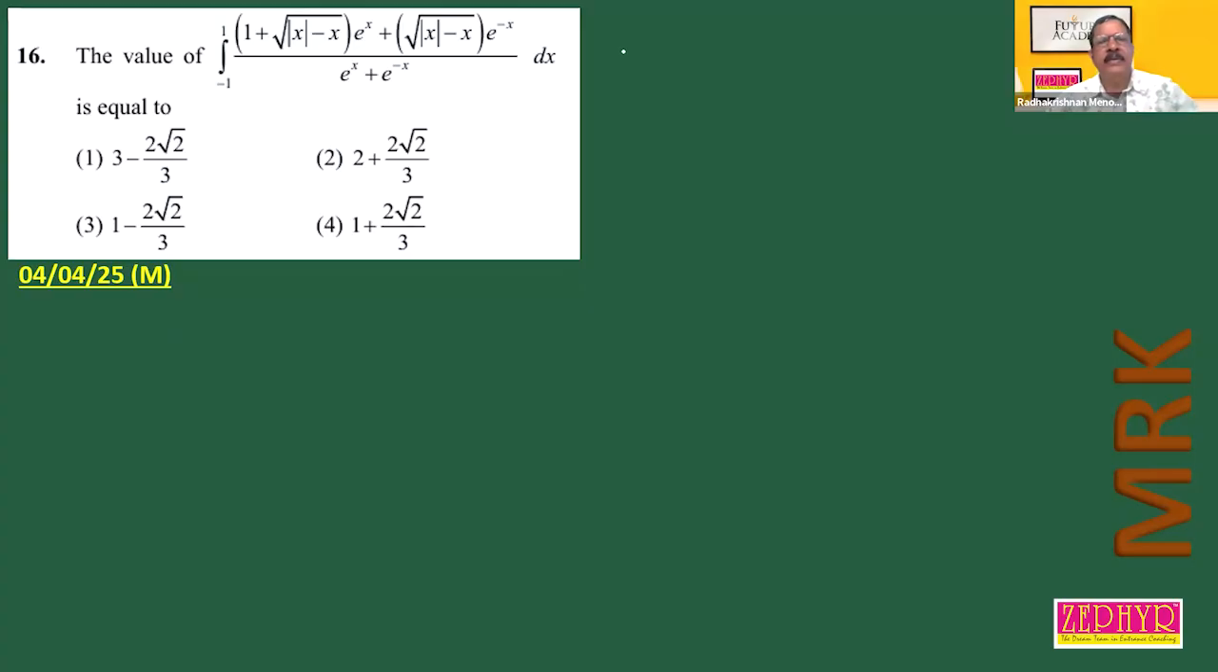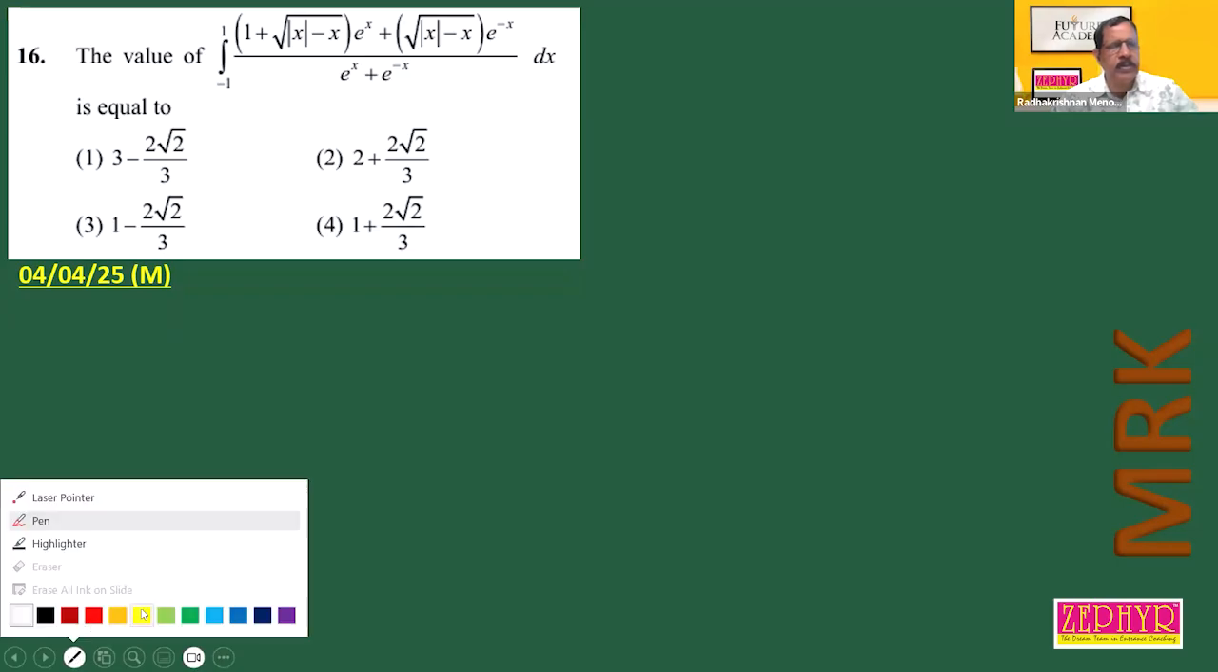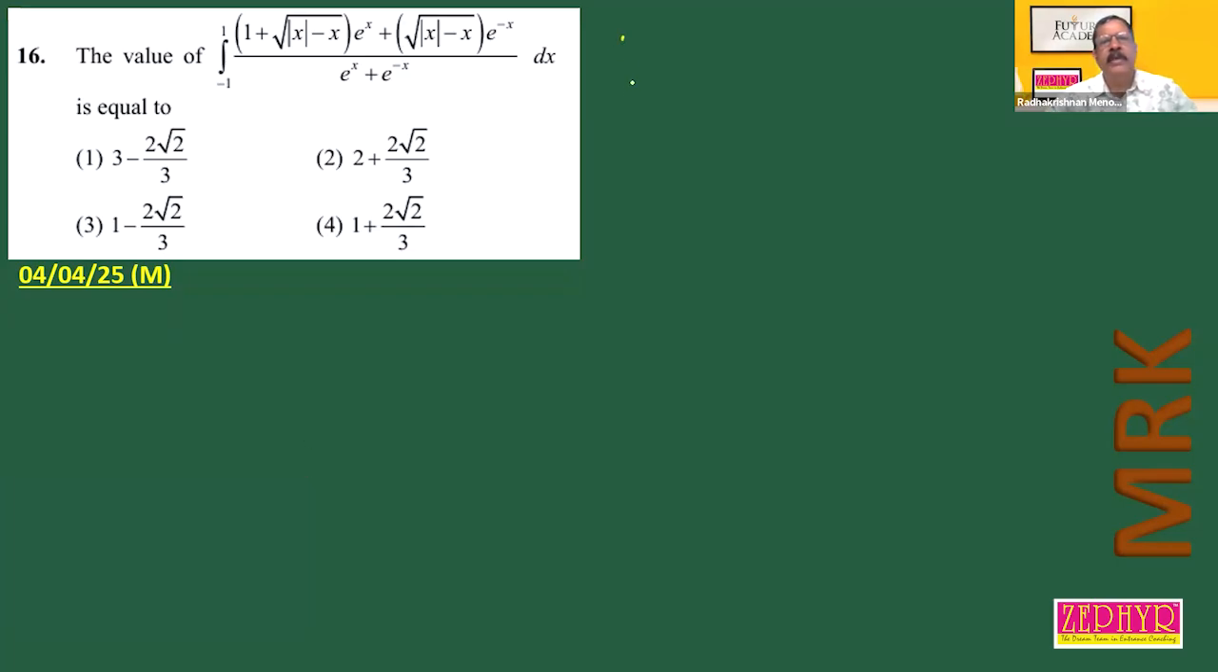You try. I will do this question in the next class. Which property you have to use? Integral a to b f of x dx equal to integral a to b f of a plus b minus x dx.